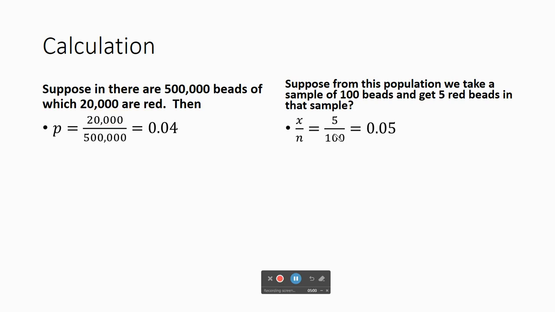Okay, now suppose, though, we take a sample of 100 beads from that population. We get 5 red beads in that sample. This will give us that x over n, our sample proportion, is equal to 5 divided by 100, which is 0.05. So this 0.05 is an estimator of that proportion. And obviously they're not equal, but they're in the same neighborhood. We'll talk more about error later in the course.